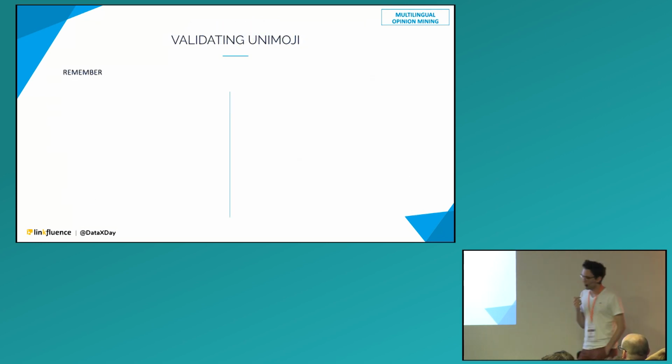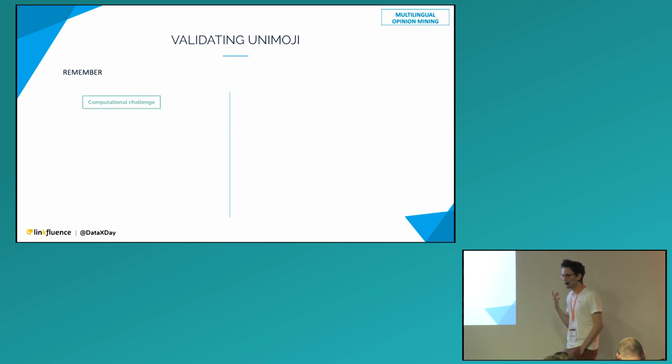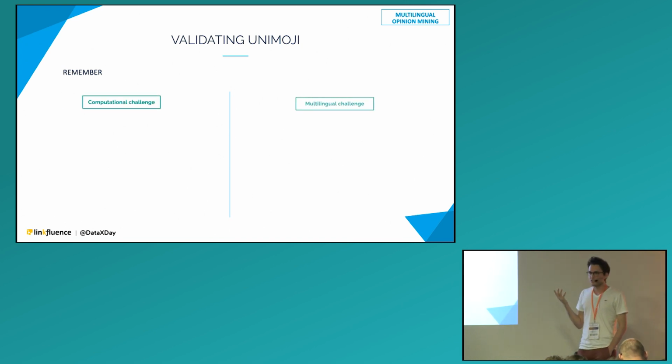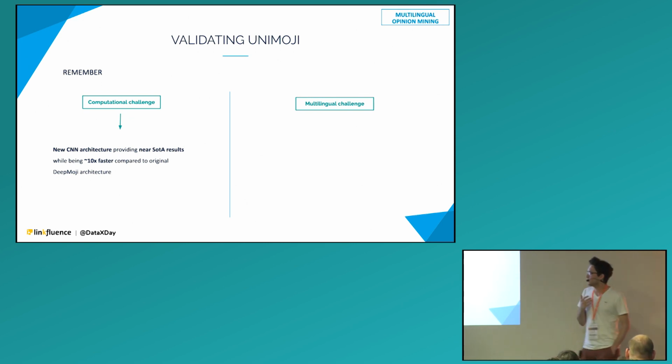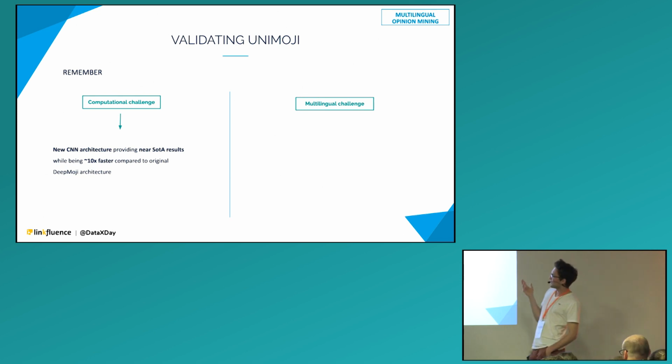And to sum up, remember we had 2 problems: first, a computational challenge, and a multilingual challenge. How did we deal with the computational challenge? Well, we created a new CNN architecture that provides near state-of-the-art results before BERT's arrival, while being around 10 times faster compared to the original DeepMoji architecture.